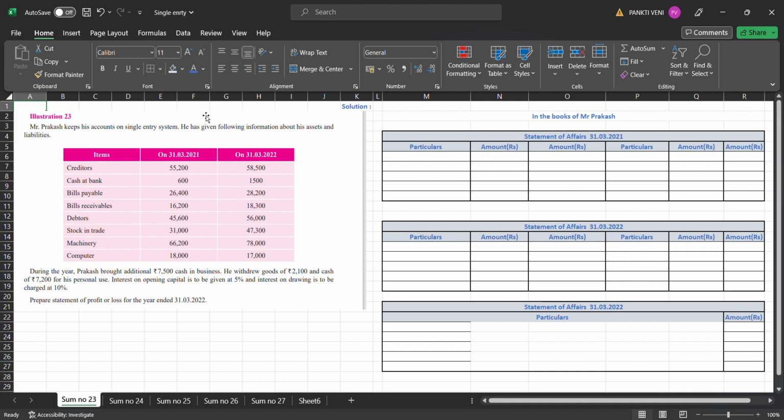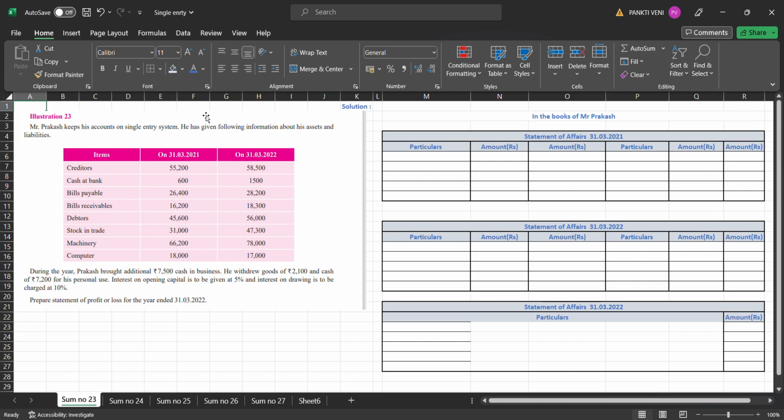So they have mentioned that I am supposed to prepare the statement of profit and loss. But for preparing that, they have not given me opening capital and closing capital in the question. They have given me balance sheet items. Whenever they give you balance sheet items, 100% they are asking us to prepare opening capital and closing capital. That is one hint point. The other hint point is that if I scan the question, I'm not able to see opening capital and closing capital. So that's why I'm going to prepare two statements: opening statement of affairs, that is opening balance sheet, and closing statement of affairs, that is closing balance sheet.